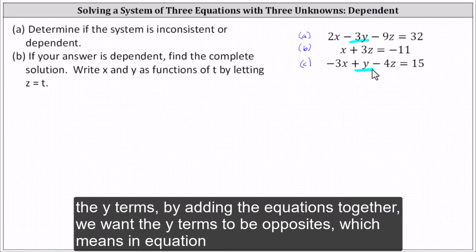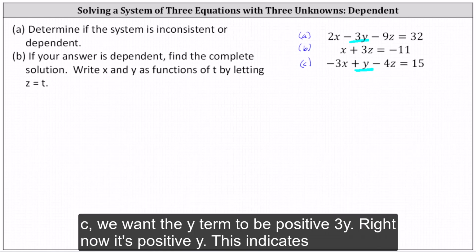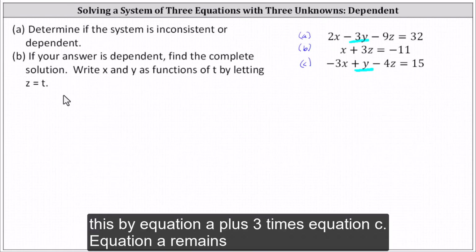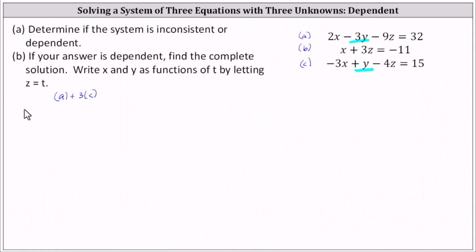y terms by adding the equations together, we want the y terms to be opposites, which means in equation C, we want the y term to be positive 3y. Right now it's positive y. This indicates our first step is to multiply equation C by 3, and then we'll add equation A. Let's indicate this by equation A plus 3 times equation C. Equation A remains the same.